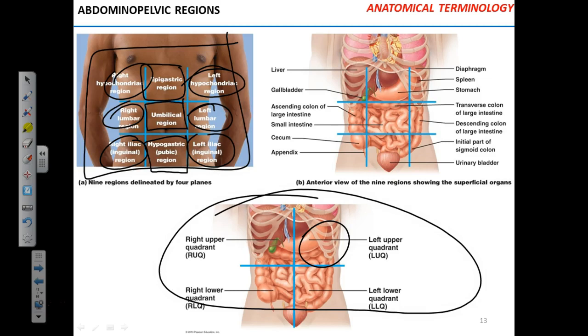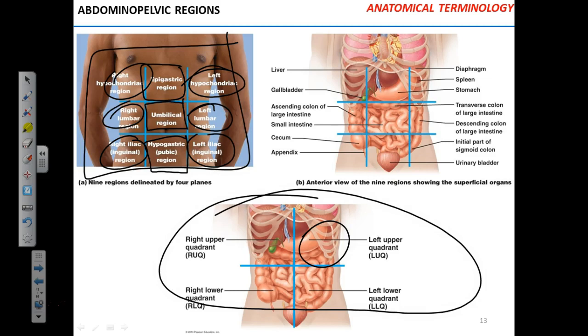Well, there's an inguinal region right here, but they are called iliac as well, because if you put your hands on your hips, you will feel the bone. This bone is the coxal bone, the hip bone, and the part that you feel here is the iliac crest, or ilium. Does that make sense? 9 abdominopelvic regions, 4 quadrants.